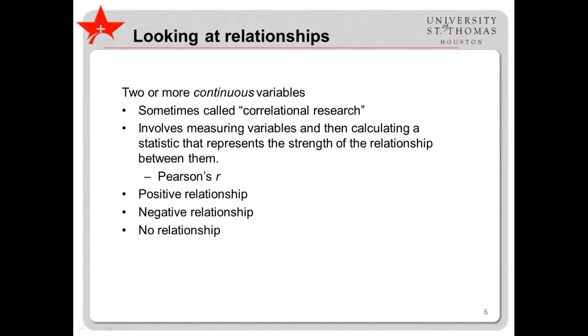A study that looks at two or more continuous variables is sometimes called correlational research. This involves measuring variables and then calculating a statistic that represents the strength of the relationship between them. The most common correlation statistic for this type of study is Pearson's r. If the variables are positively related, as one variable increases, the other increases. If the variables are negatively related, as one variable increases, the other decreases. If the variables are not related at all, one variable will not change as the other changes.